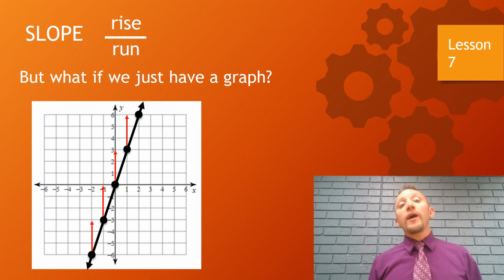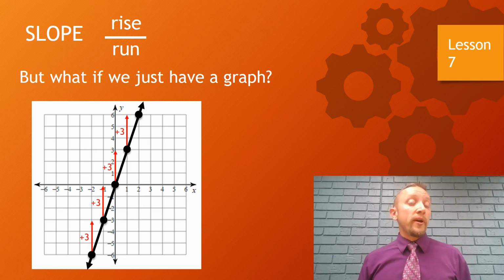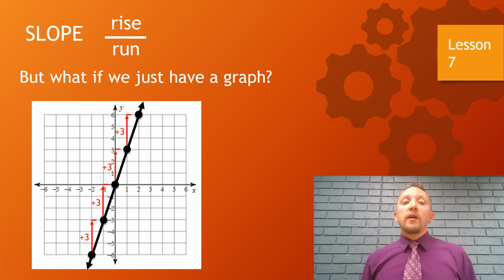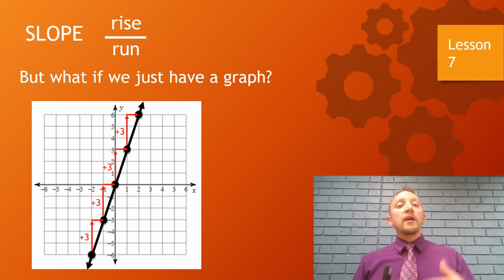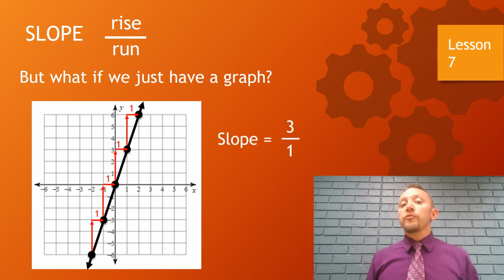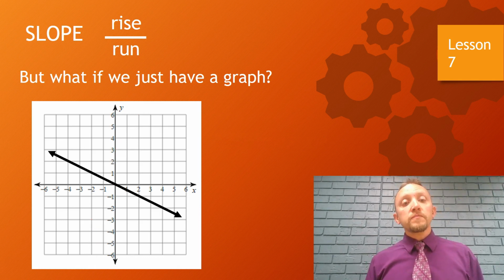So for this graph, we're rising up 3 points. No matter which point we start at, we're always going to rise up 3 units. And then from that, we're going to go to the right 1 unit. So we're rising up 3 over 1. So the slope for this would be 3 over 1, which we can simplify to just be 3. Let's look at another one. Let's look at this one.